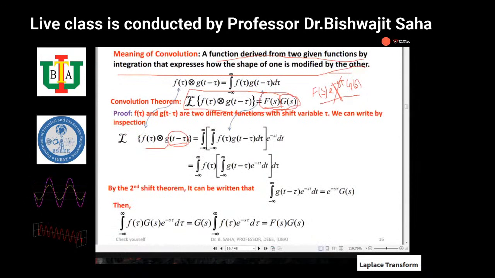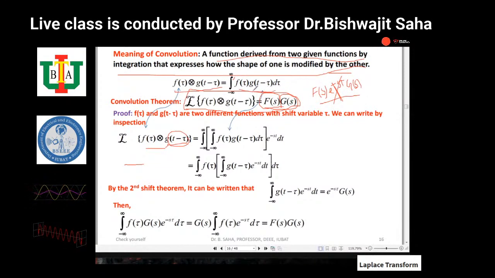Now we'll see the proof of the convolution theorem. There are two different functions, f of tau and g of tau, and we can write the Laplace of their convolution. Their convolution will be the integral from minus infinity to infinity of f of tau, g of t minus tau, d tau.